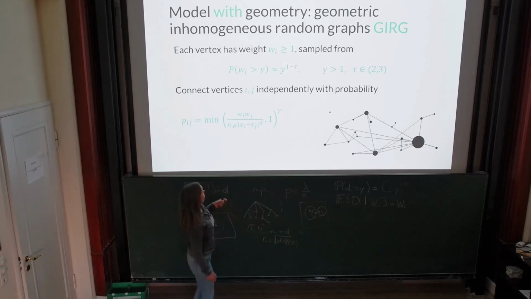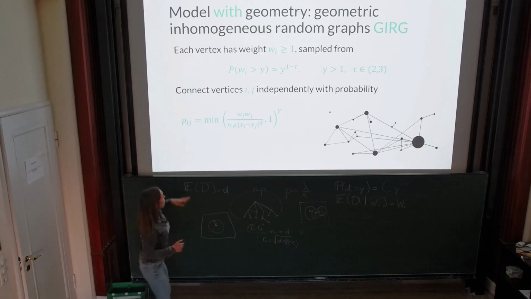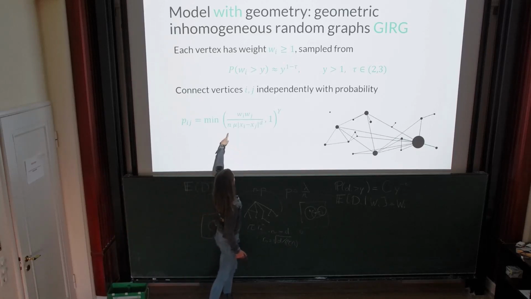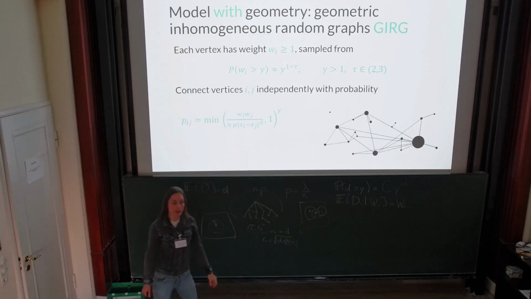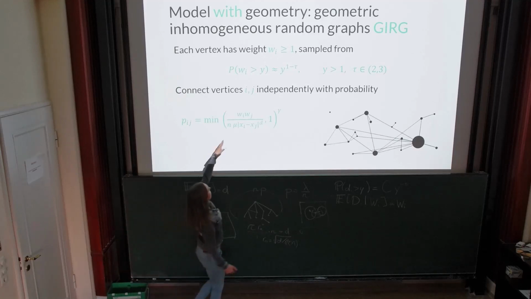And then given the weights and these positions, you draw independent connections with probability the product of the weights, divided by, again, n times the average weight, just for normalization, and divided by the distance. So the further they are apart, the less probable they are to connect. So there's two ways to get connections.